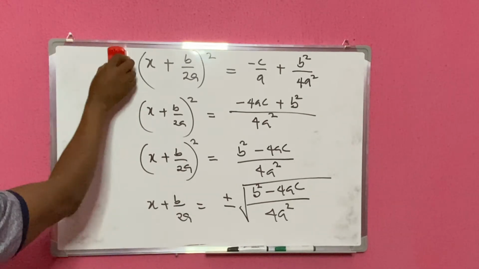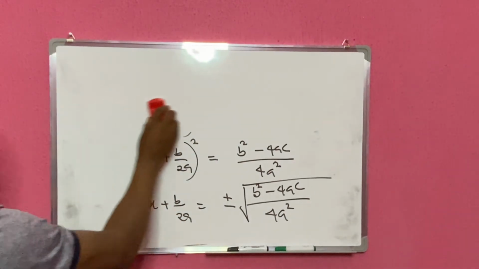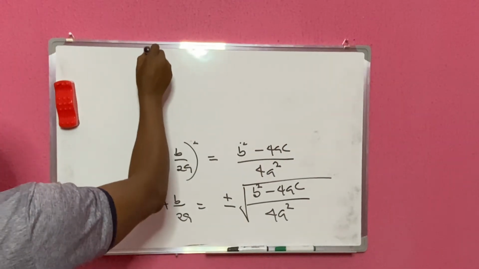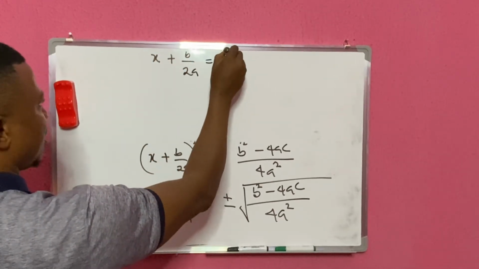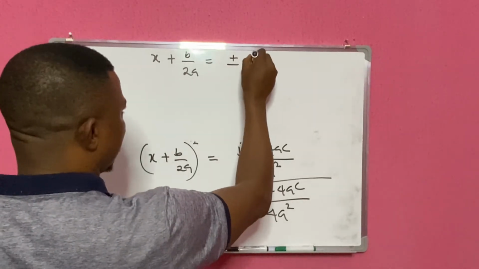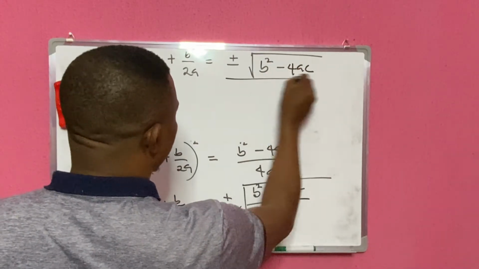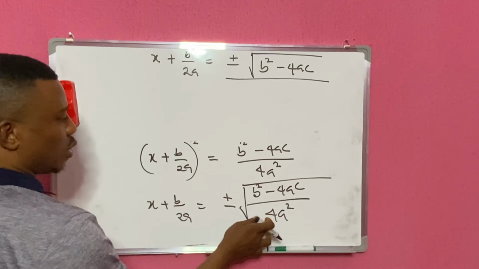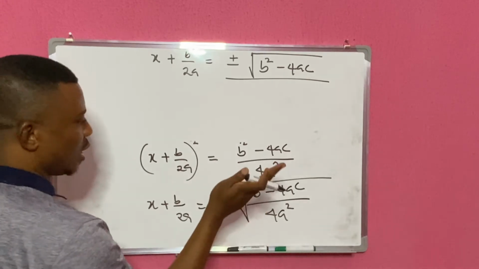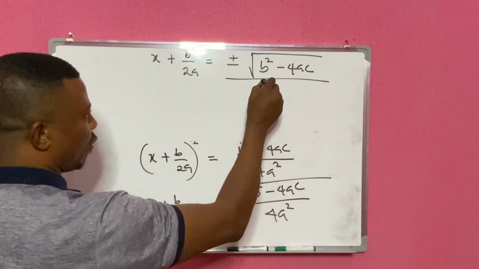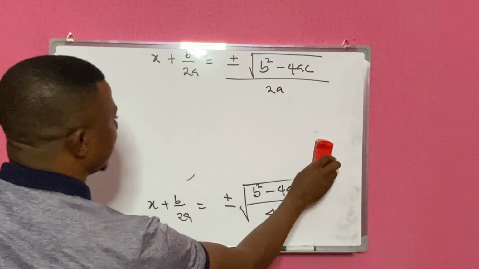As you can see, now x plus b over 2a will give me plus or minus the square root of b squared minus 4ac all over 4a squared. What is the square root of 4? Because a square root like this, according to our surd rules, will give us the square root of up and square root of down. The square root of 4 is 2, and the square root of a squared is a.